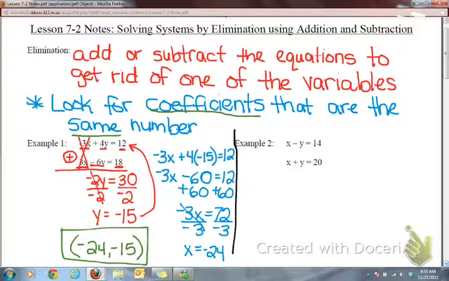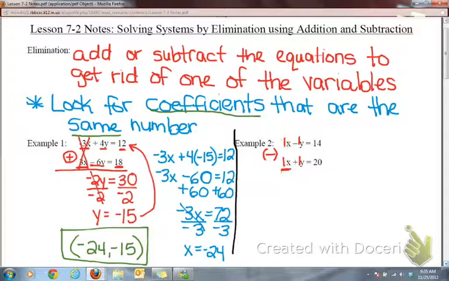When I do this, I look for coefficients that are the same number, which all of these coefficients are 1. Remember, when you don't see a number in front of a letter, there's an invisible 1 there. So all of them are 1. Well, I could eliminate the x's, but I would have to subtract, because they're both positive 1x. That would give me 0 and eliminate the x's.